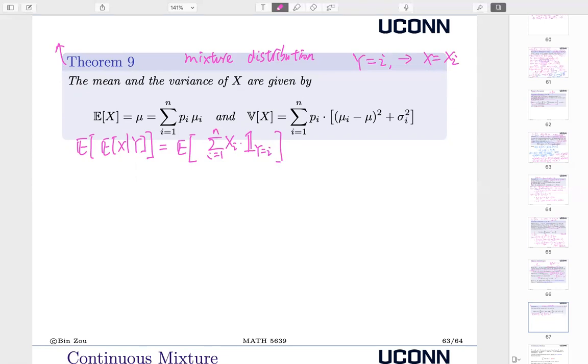And here we know this is what you get when you do the conditional expected value.